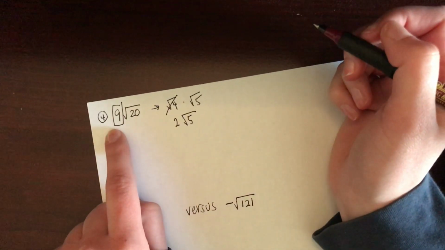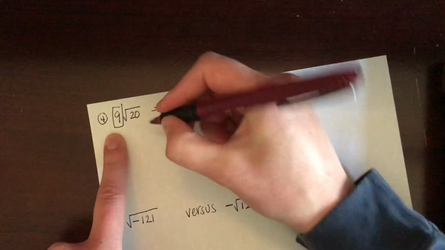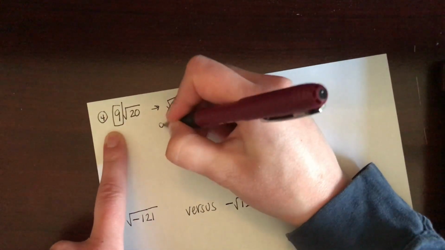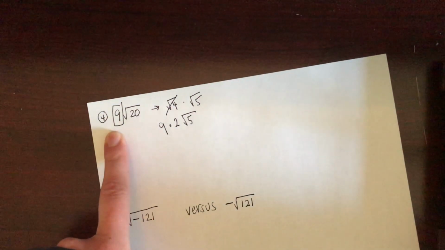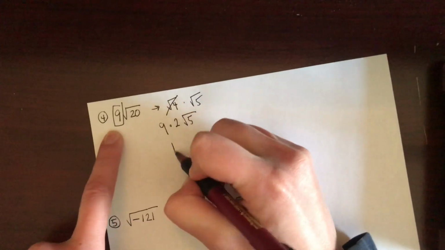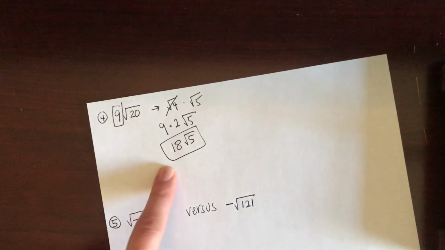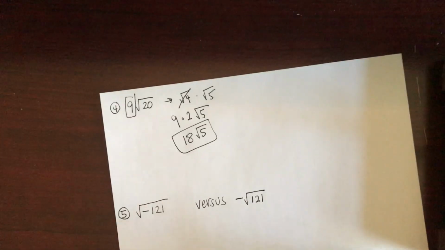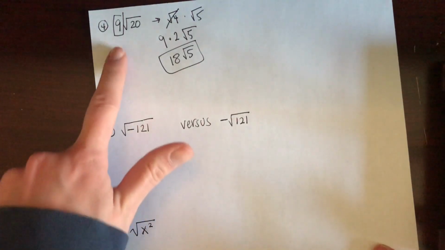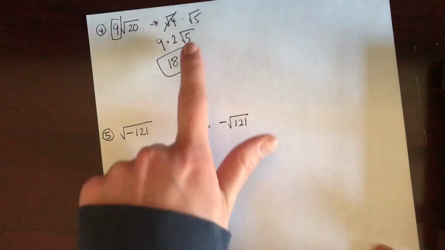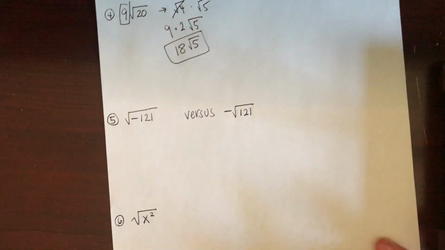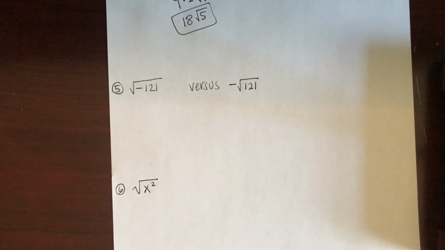Now, we had a 9 out front before, and just like in the last problem, numbers outside are multiplied together. 9 times 2 is 18. 18 square root of 5 is my final simplified answer. So when you have a number out front, don't worry about it until you've simplified the square root piece. So there's 2 more that I want to talk about.